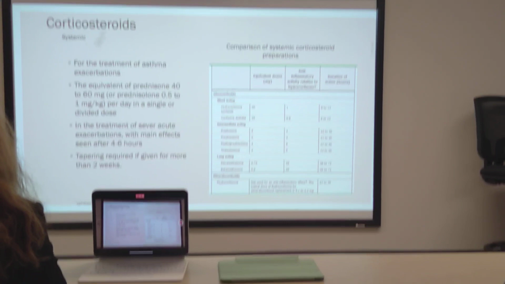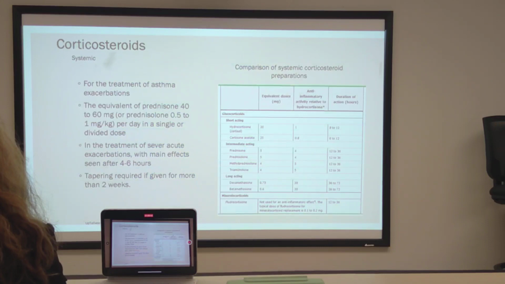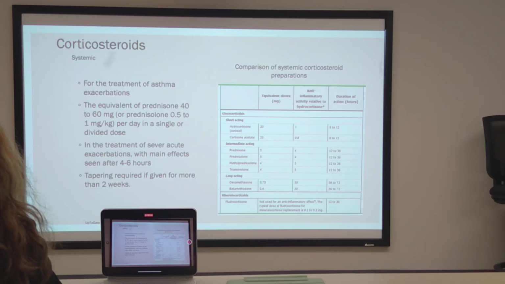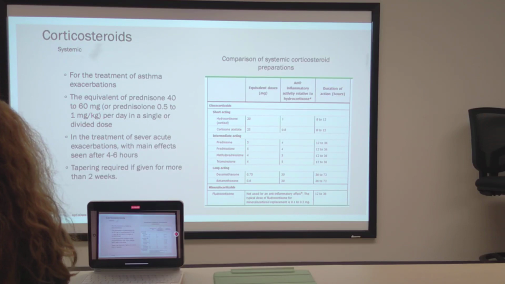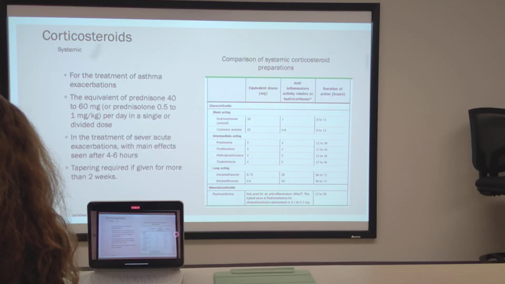So corticosteroids, the steroids, are part of the medications that we use for asthma exacerbation. So this is a comparison of systemic corticosteroid preparations. This is usually used in treatment of severe acute exacerbation. Usually you don't see the main effect immediately, but you'll see it within 4 to 6 hours. And when someone is using it as an outpatient, we try to have them not be on it for more than 7 days.